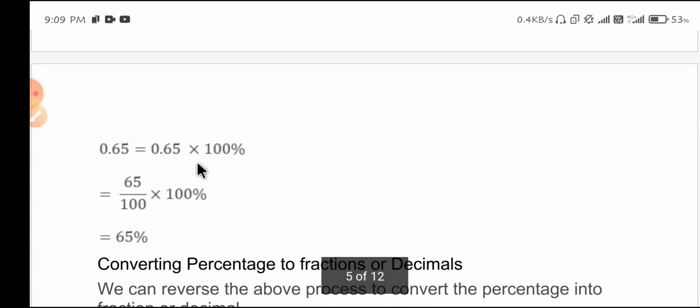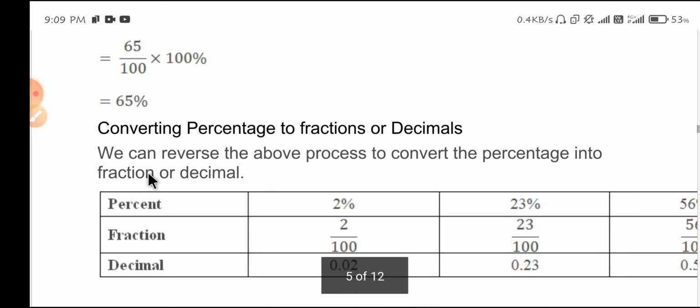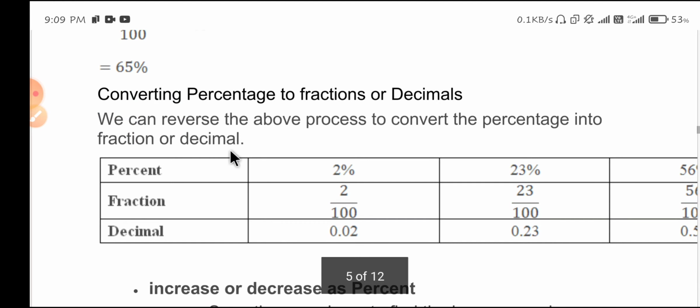So 0.65 into 100%. 65, if you remove the decimal, can be written as 65 upon 100. So we can cancel out 100 by 100. So answer is 65%. So we can reverse this one.